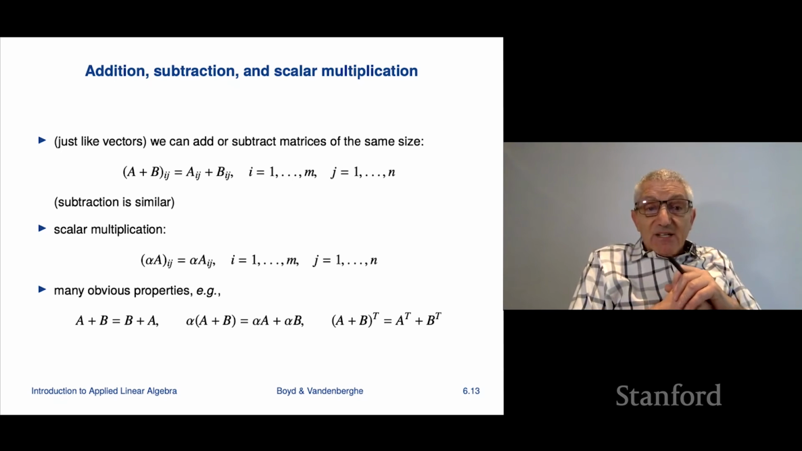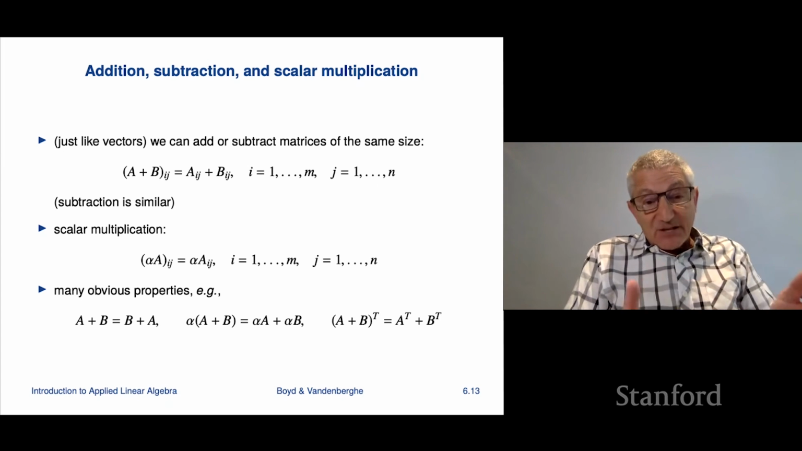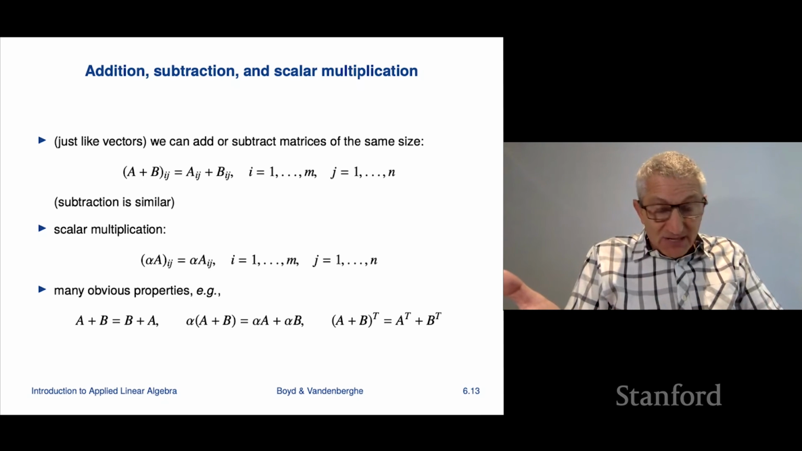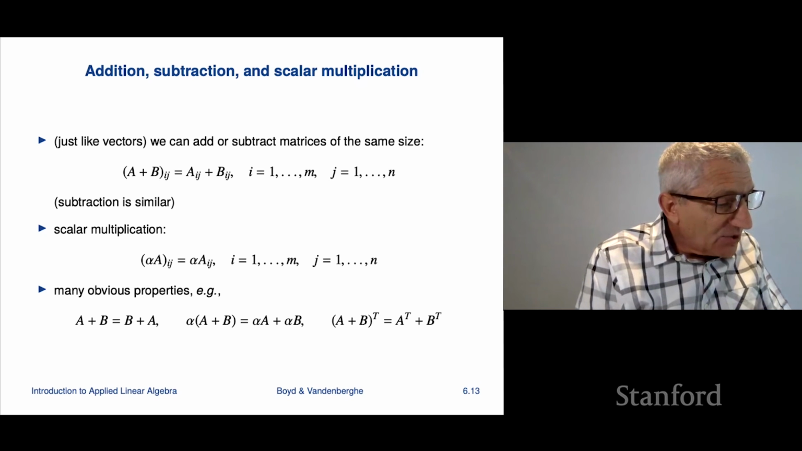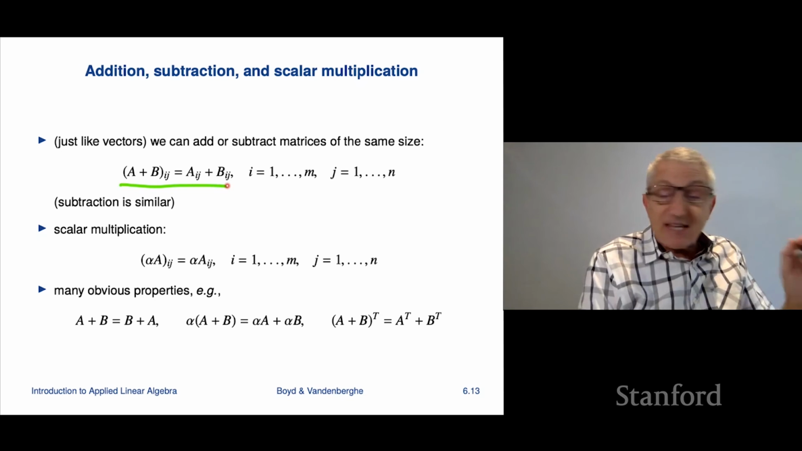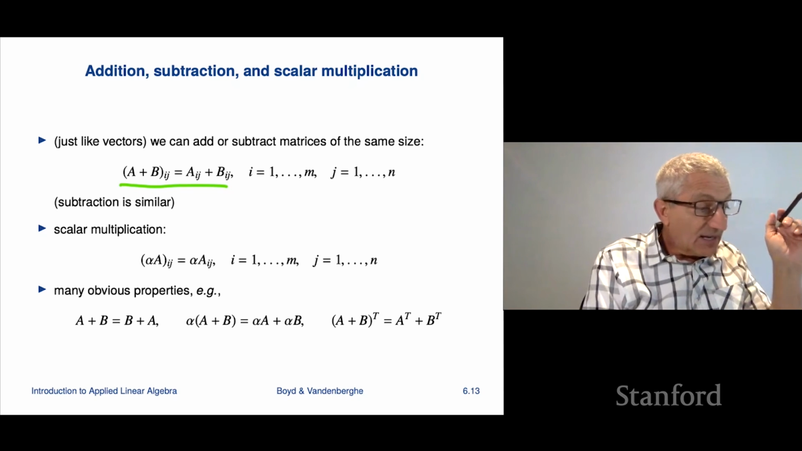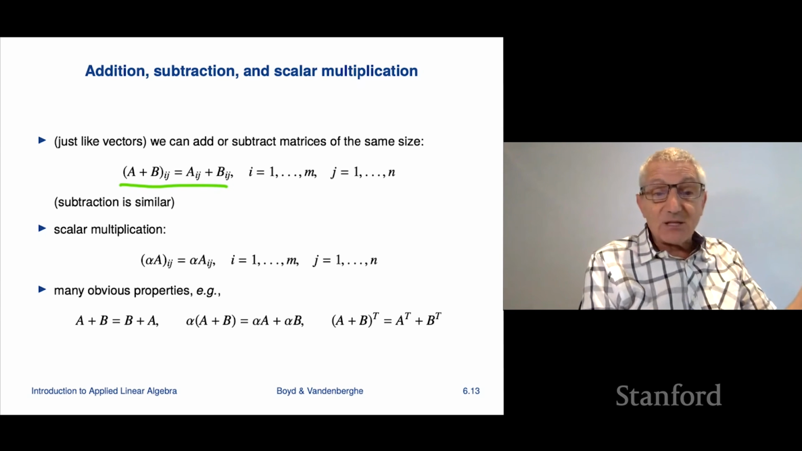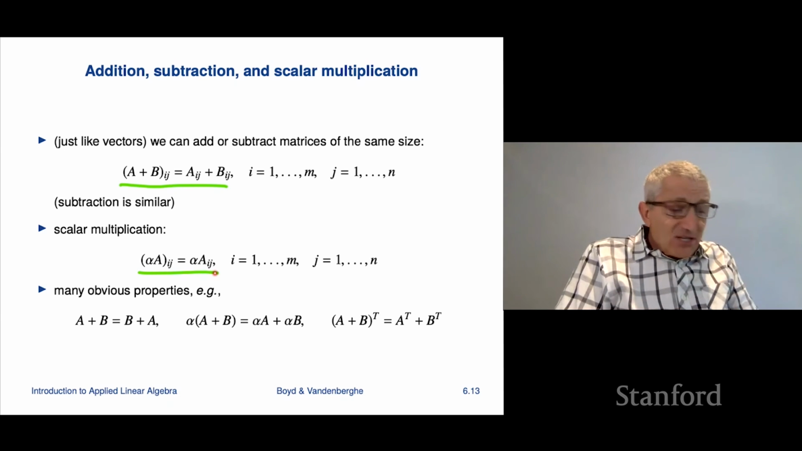We also have addition, subtraction, and scalar multiplication of matrices. Just like vectors, that's not an accident, of course, because matrices generalize vectors, right? Because you can think of an n-vector as an n by 1 matrix. So, like vectors, I can add two matrices of the same size, and I do it simply by adding the corresponding entries. Subtraction is the same. Scalar multiplication is the same. I just do it entry by entry. And there's a whole lot of obvious properties.